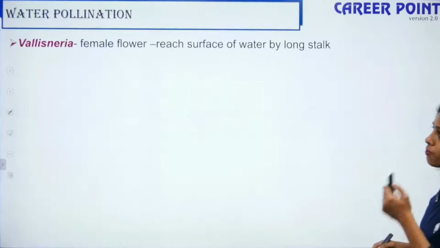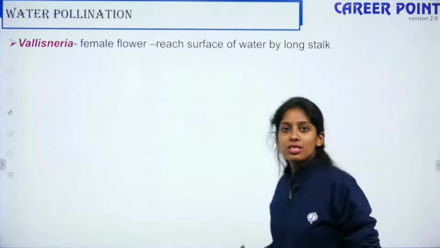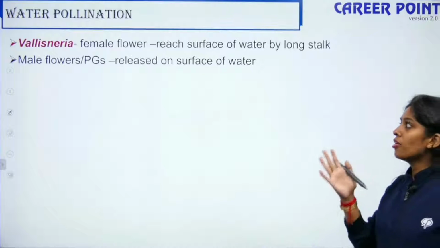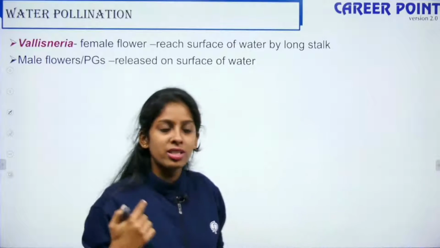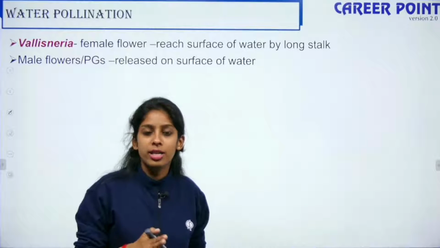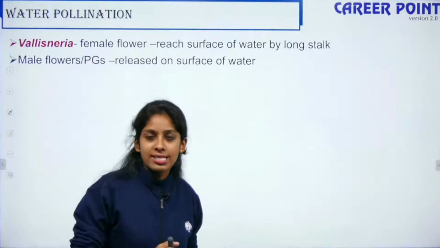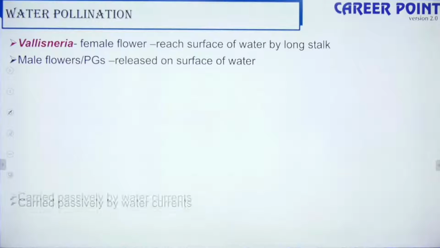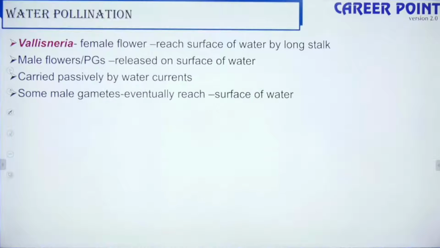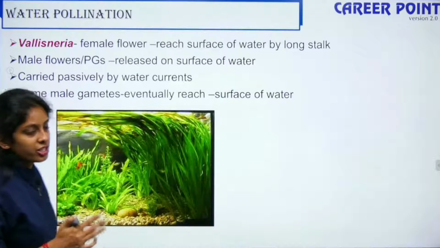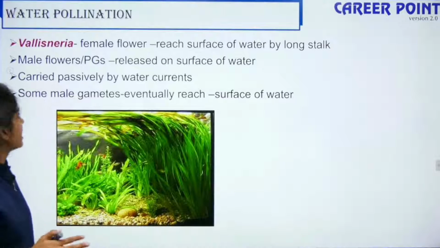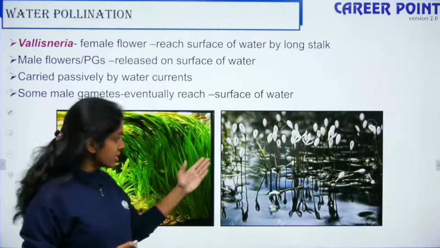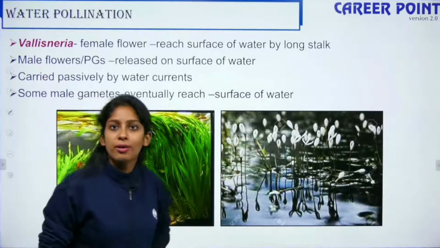Alright. Water pollination, another example, Vallisneria. This is a female flower. It reaches the surface of water by a long stalk. The pollen grains of the male flowers are released on the surface of water. Water lily was an example to say that not all aquatic plants follow water pollination, but in Vallisneria, water pollination happens. The water currents carry the pollen grains. Some male gametes eventually reach the female flower and fertilize it. This is your Vallisneria. Sorry, this is your Zostera, that is marine sea grasses, and this is your Vallisneria. The flower is above the surface of water.